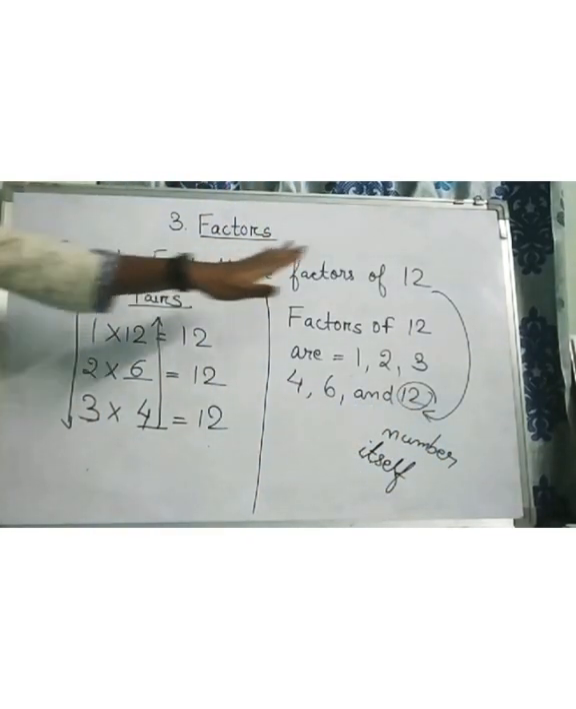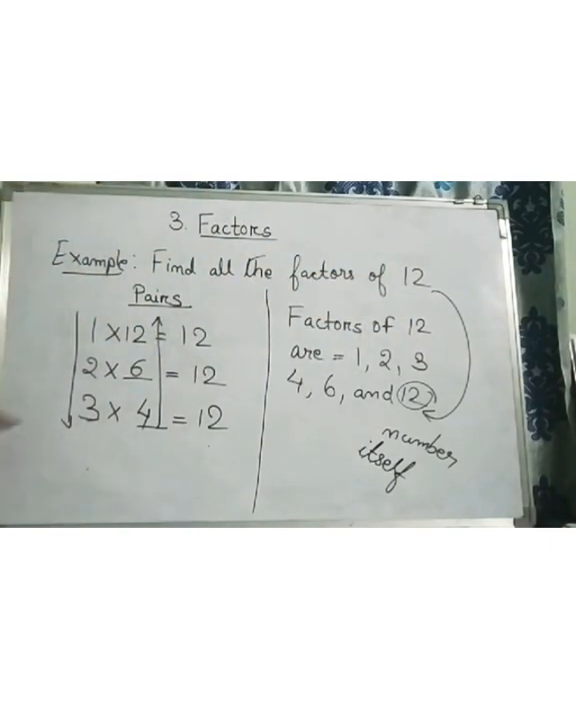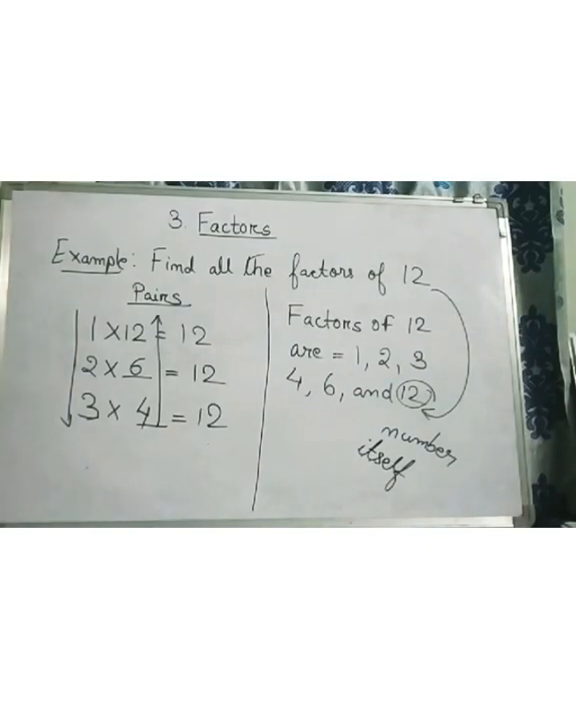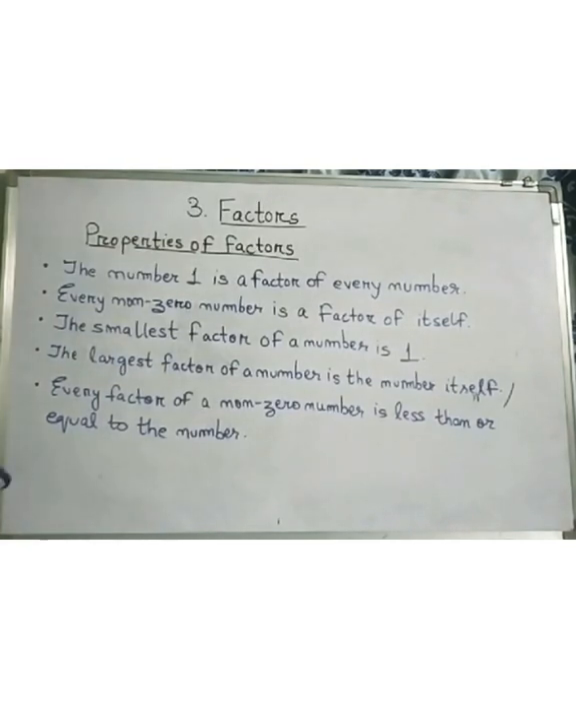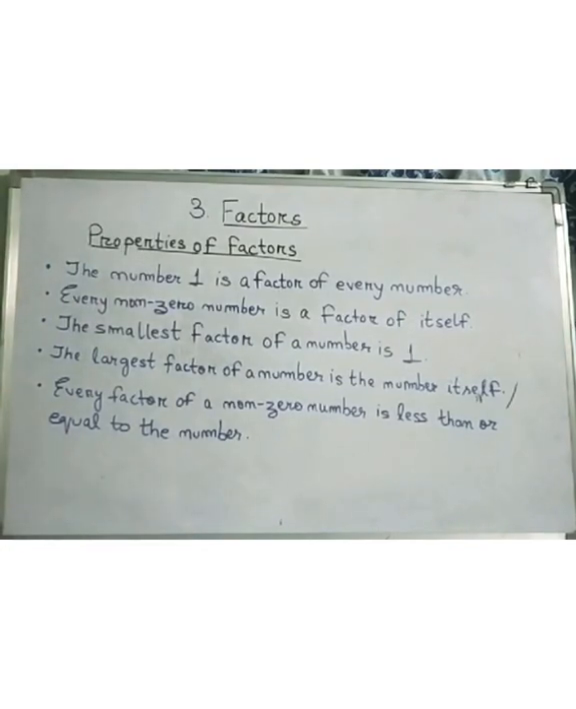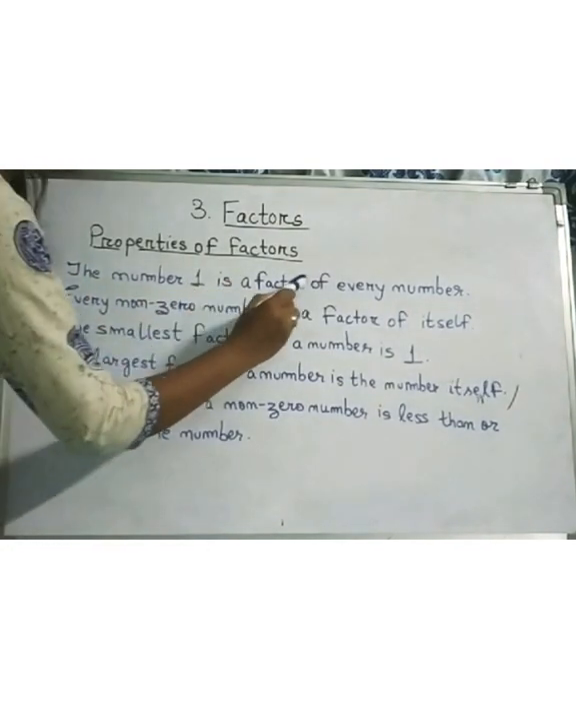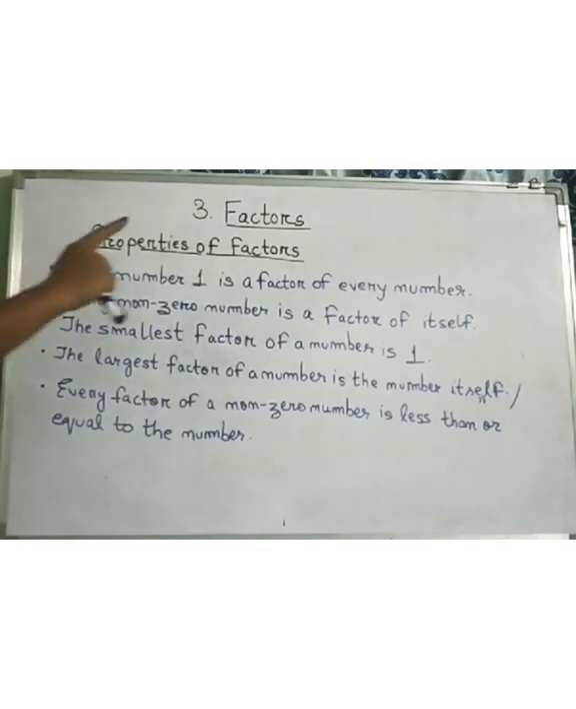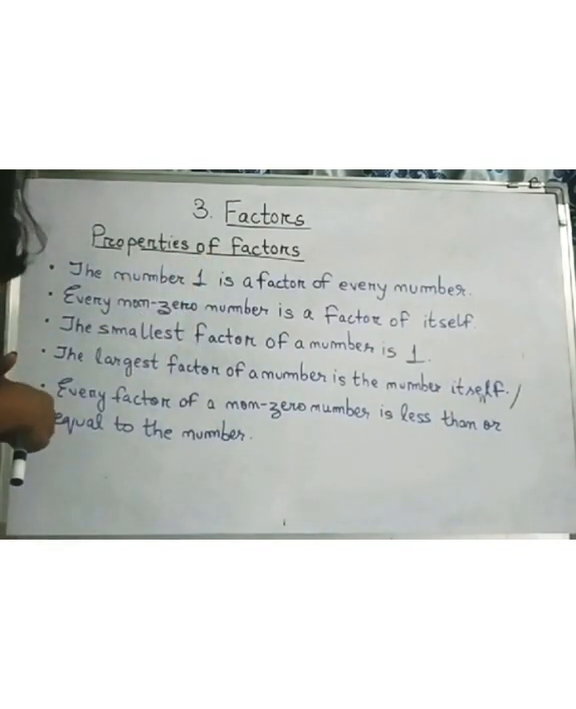So when we find the factors of any number, we will get 1 as a factor of that number. And the greatest factor will always be the number itself. Okay? Now let us see a few points. Now let us see the properties of factors. What are the properties of factors? The number 1 is a factor of every number. Like I said, every number will have 1 as its factor because every number can be divided by 1.